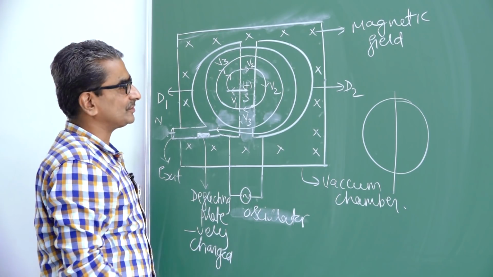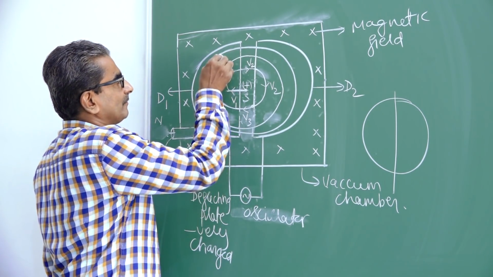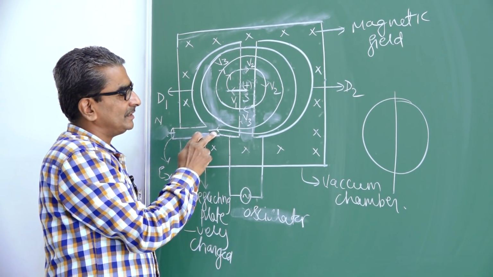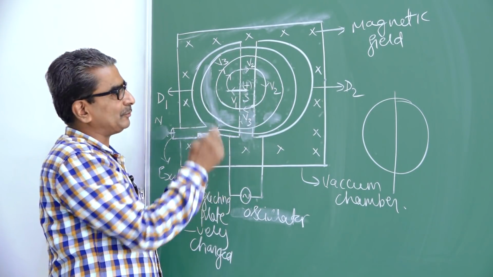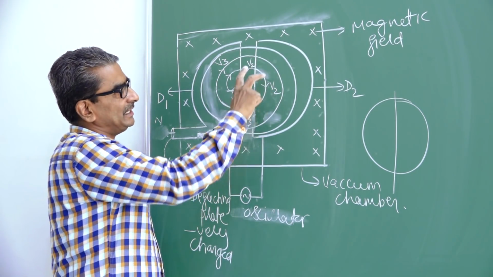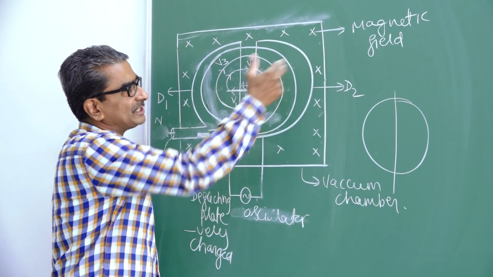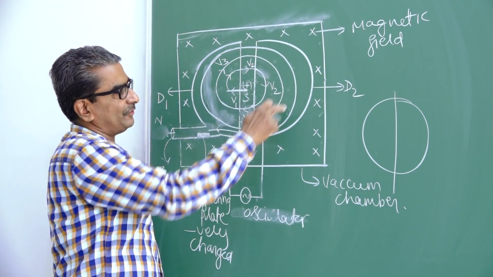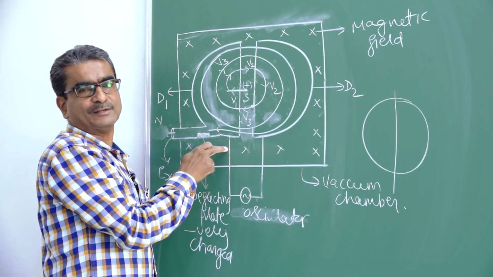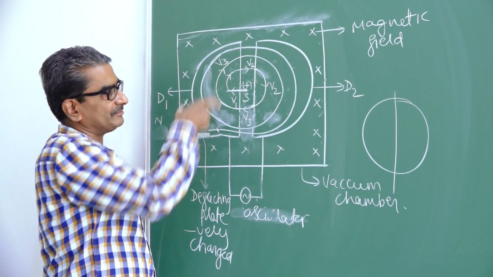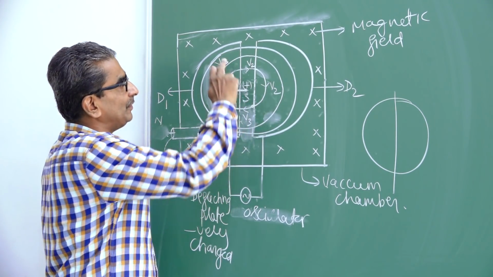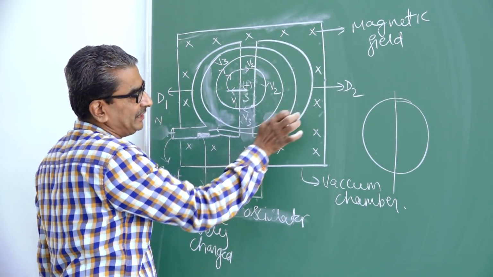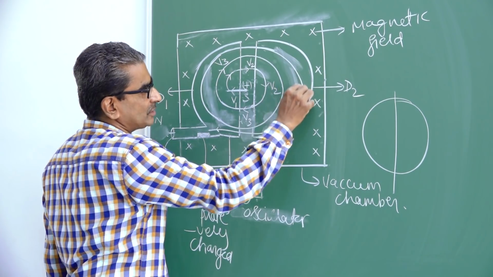Then what happens? Now the charged particle, after describing a semicircular path while moving from one D to another D, the path radius goes on continuously increasing. Finally, the radius of this circular path almost becomes equal to the radius of the D. This happens when the charged particle comes almost close to the periphery or the edge of the D. For example, almost like this.